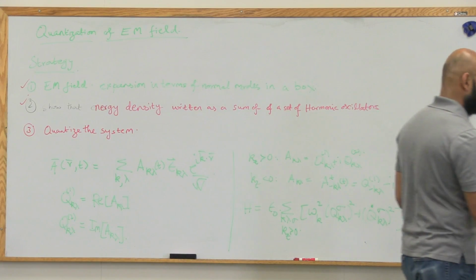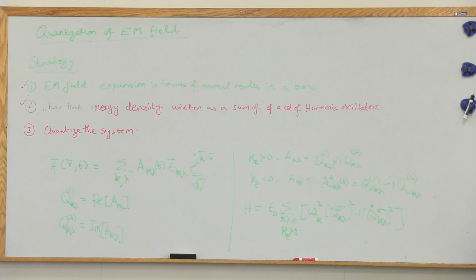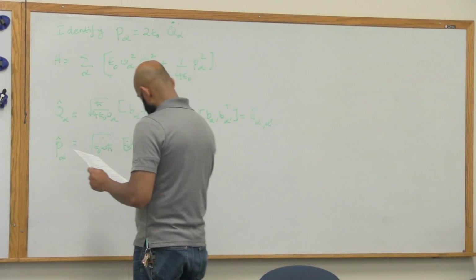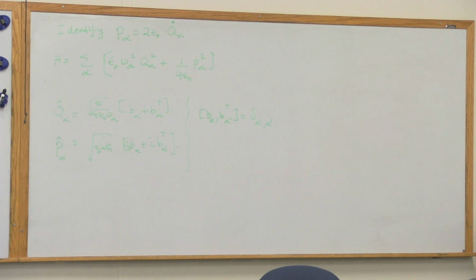And the B's themselves satisfy the standard commutation relation. And all other commutators vanish. So at this point, we have now quantized the electromagnetic field with these new variables Q and P, right?